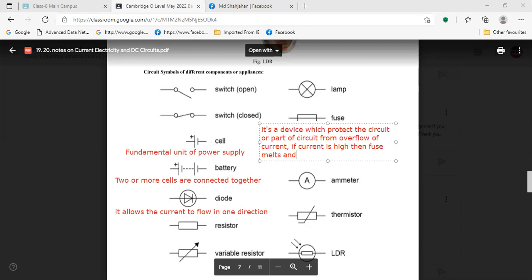This is a device which protects the circuit or part of the circuit from overflow of current. If current is high, the fuse melts and disconnects the circuit. So you understand what is fuse, right?